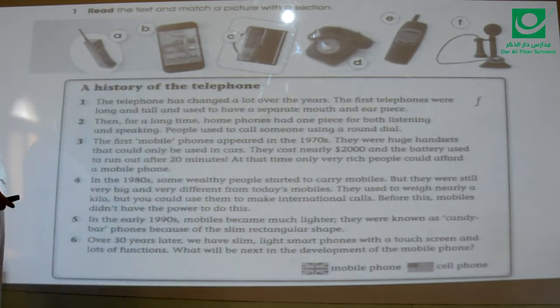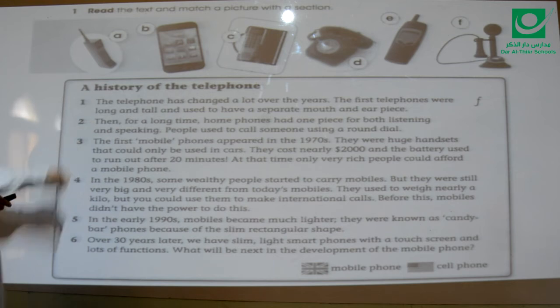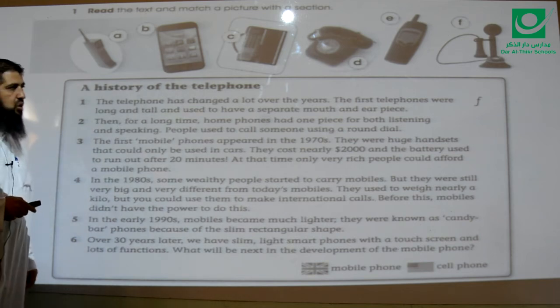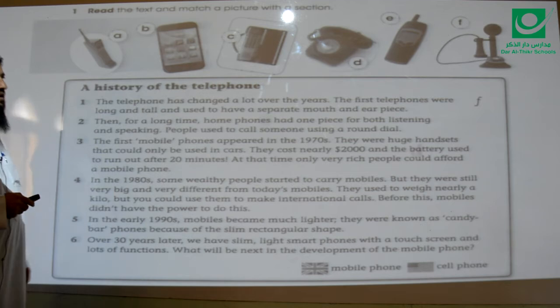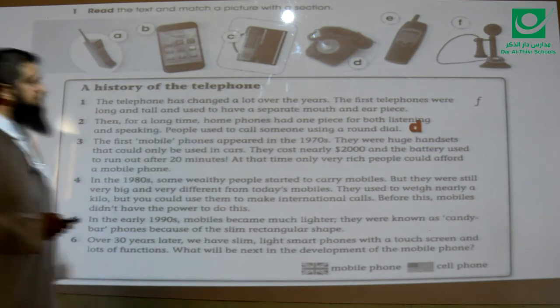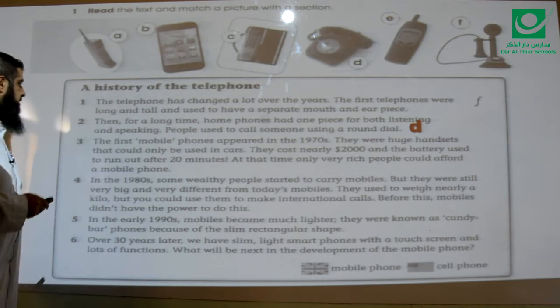Now number 2, please, students, again, I want you to read and say the correct answer, which letter. Number 2, please pay attention. Then for a long time, home phones had one piece for both listening and speaking. People used to call someone using a round dial. It is D. See? That was called a round dial.